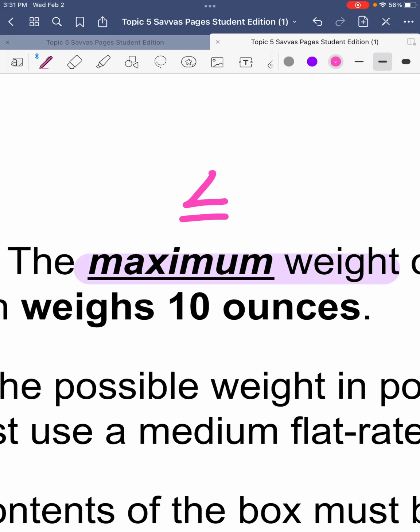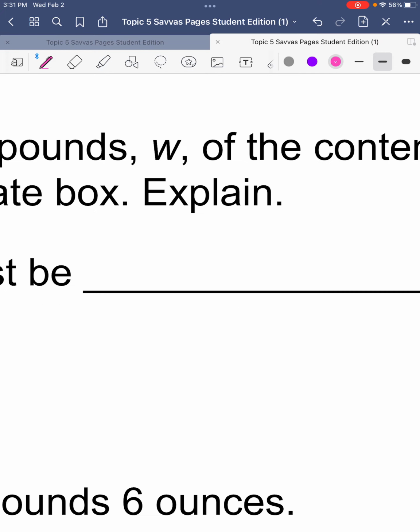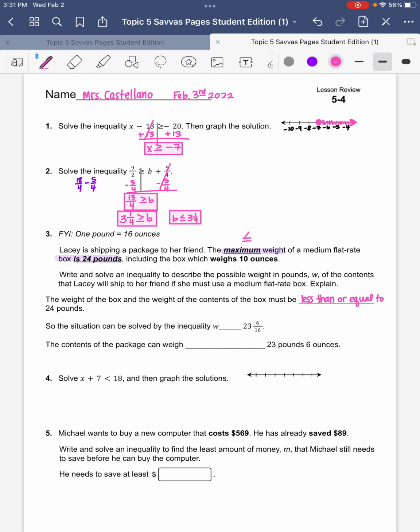Because every time you see that word maximum, I want you to think of the inequality symbol less than or equal to. Okay? So keeping that in mind, the weight of the box and the weight of the contents of the box, the goodies that are inside the box, must be what compared to 24 pounds? Well, they must be less than or equal to 24 pounds, right? Because they can weigh exactly 24 pounds. It can weigh 23 pounds, but it cannot weigh 28 pounds, right? So less than or equal to is what goes in that blank.